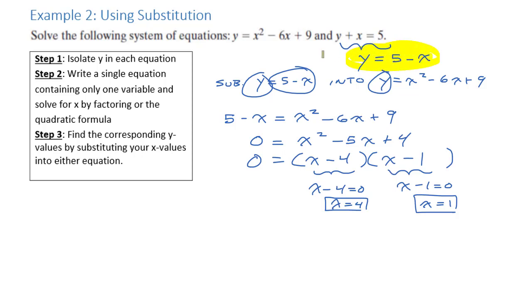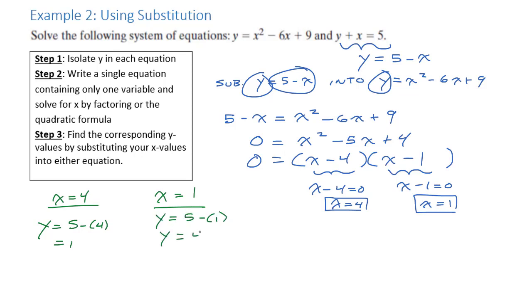Y equals 5 minus x. So here we go. When x is equal to 4, well, y equals 5 minus x, 5 minus 4, that's pretty simple, is 1. And when x equals 1, well, y equals 5 minus 1, so y equals 4. So that's pretty simple. We have (4, 1) and (1, 4). Nice little coincidence there. And there's our 2 points.